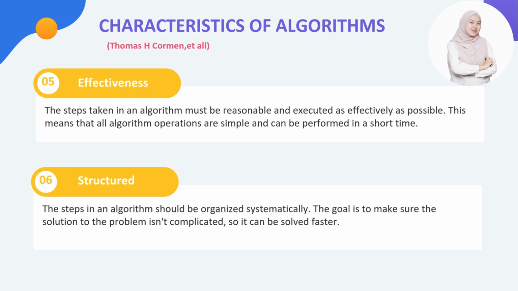Effectiveness means the steps in an algorithm must be doable and realistic. Every action must be simple enough so that it can be executed in a reasonable amount of time. A step like "solve world hunger" cannot be part of an algorithm because it's too broad and unrealistic. Effective algorithms use small, precise operations that computers can perform easily. And the last is structured. The steps in an algorithm should be organized systematically. The goal is to make sure the solution to the problem isn't complicated, so it can be solved faster.